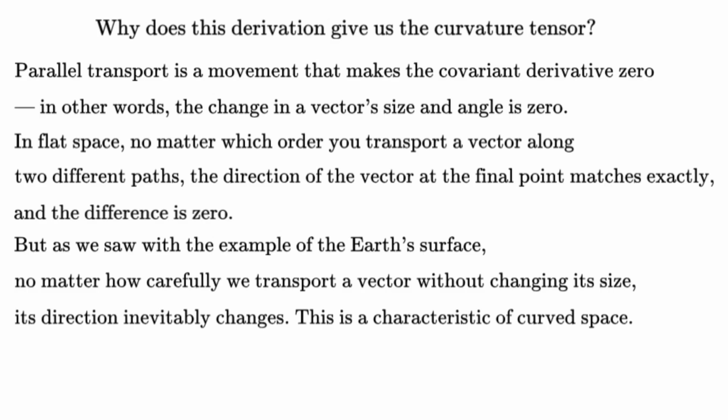Why does this derivation give us the curvature tensor? Parallel transport is a movement that makes the covariant derivative zero. In other words, the change in a vector's size and angle is zero. In flat space, no matter which order you transport a vector along two different paths, the direction of the vector at the final point matches exactly, and the difference is zero. But as we saw with the example of the Earth's surface, no matter how carefully we transport a vector without changing its size, its direction inevitably changes. This is a characteristic of curved space.